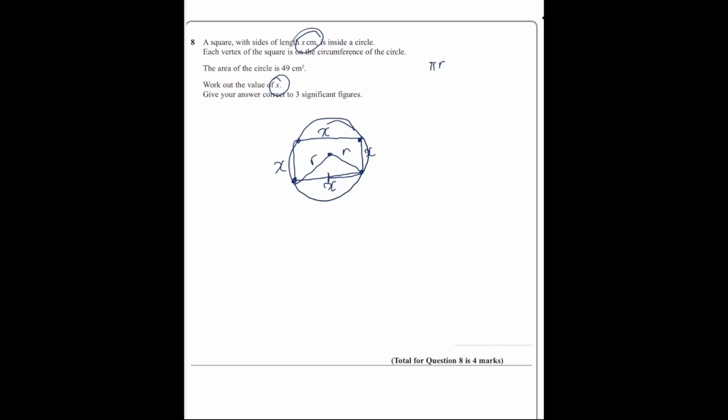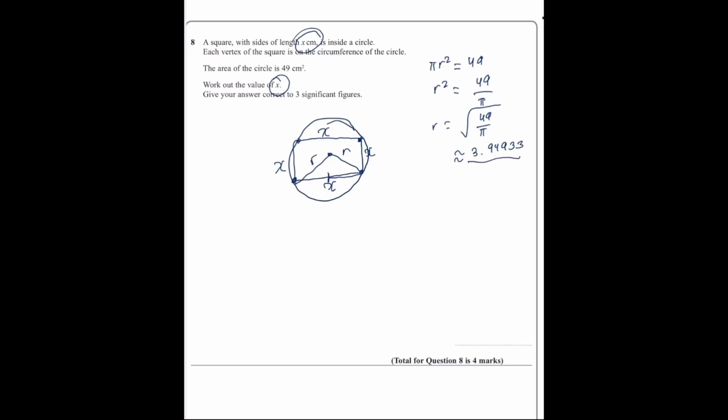So we'll start off with pi r squared is equal to 49, then we divide both sides by pi to get r squared is equal to 49 divided by pi, then square rooting both sides to get the square root of 49 divided by pi is our radius, which is roughly equal to 3.95.